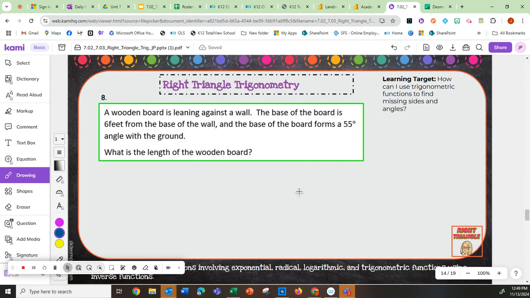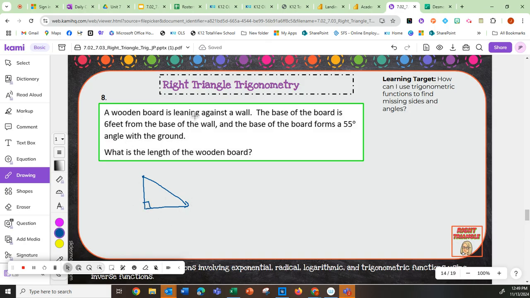There are some word problems. We just call these application problems. As soon as I start reading this, I realize it's going to match up with a right triangle. So I have to have a picture. It just helps me. You might be able to do this without a picture, but I always draw a picture. So draw your right triangle. It doesn't matter if it's perfect. Just make sure it's got a right angle.